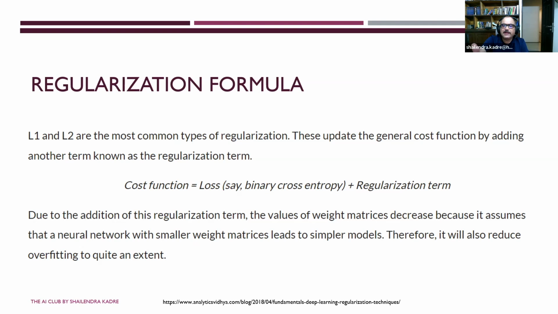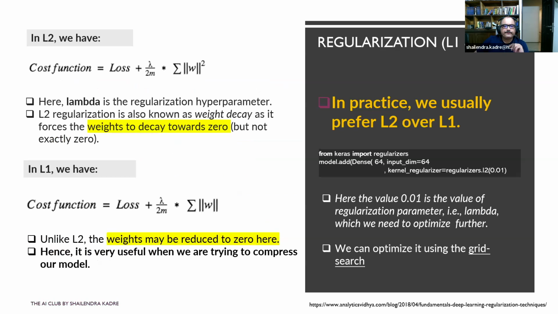To reduce overfitting, as I said, we add a regularization term. So we have added a regularization term. Let us see how it looks mathematically. It looks very similar to what you do in linear regression. In the cost function for L2, we have the regular cost function, you see the equation on the top. What is L2? L2 means loss plus lambda upon 2m times the sigma of weights squared.